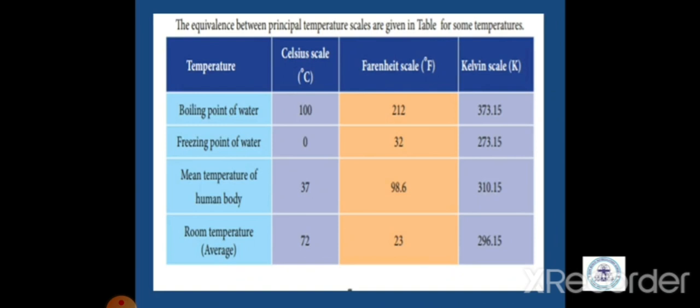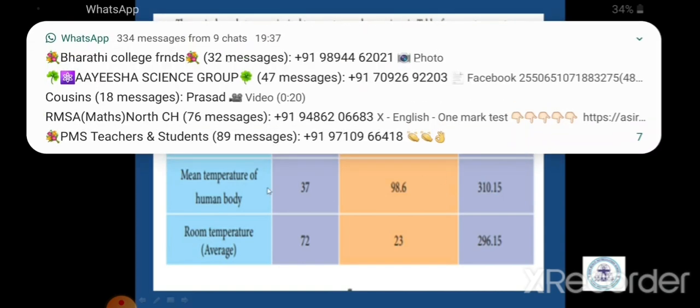Next, let us discuss the equivalence between the principal temperature scales given in the table for some temperatures. Boiling point of water: Celsius scale is 100 degrees C, Fahrenheit scale is 212 and Kelvin scale is 373.15. Freezing point of water: Celsius scale is 0 degrees C, Fahrenheit scale is 32 and Kelvin scale is 273.15.